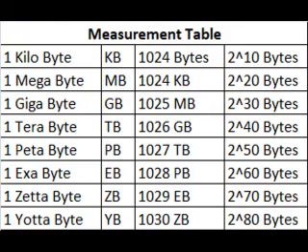1 petabyte equal to 1024 terabytes, which is equal to 2 power 50 bytes. 1 exabyte equal to 1024 petabytes, which is equal to 2 power 60 bytes. 1 zettabyte equal to 1024 exabytes, which is equal to 2 power 70 bytes. 1 yottabyte equal to 2 power 80 bytes.